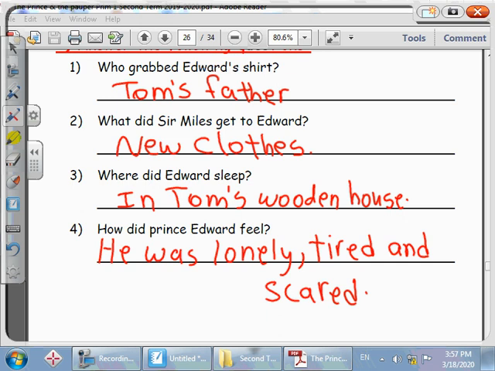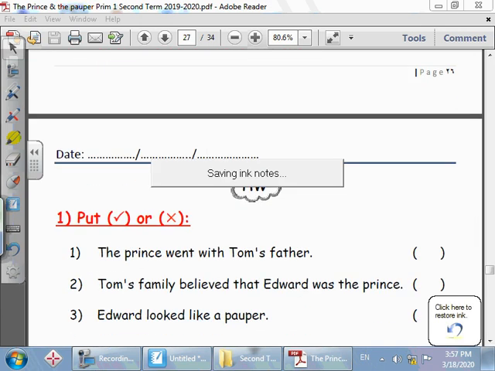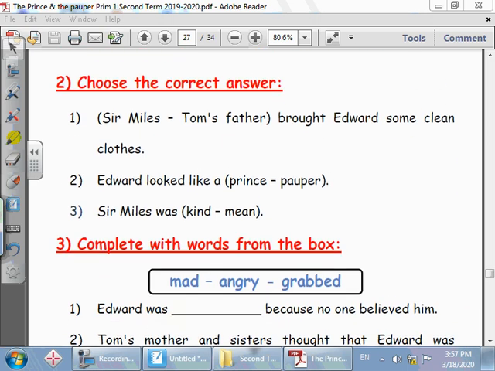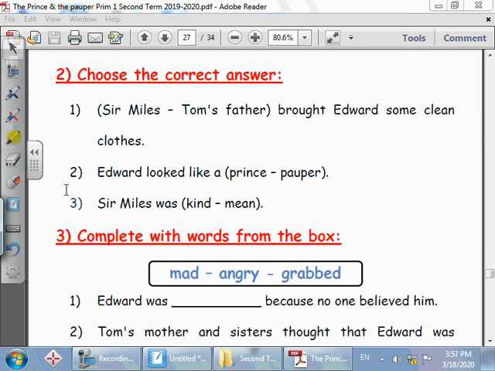Okay, guys, now let's see your homework. You're going to do your homework and check your answers on the e-school. Number 1, put right or wrong. The prince went with Tom's father, right or wrong. Number 2, Tom's family believed that Edward was the prince. Number 3, Edward looked like a pauper. Choose the correct answer. Sir Miles or Tom's father brought Edward some clean cloth. Number 2, Edward looked like a prince or pauper. Number 3, Sir Miles was kind or mean.